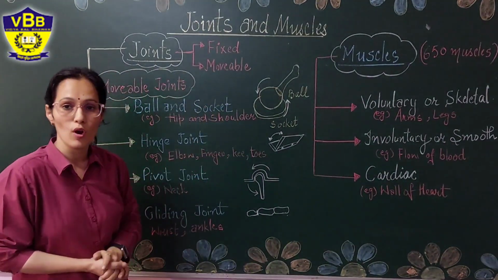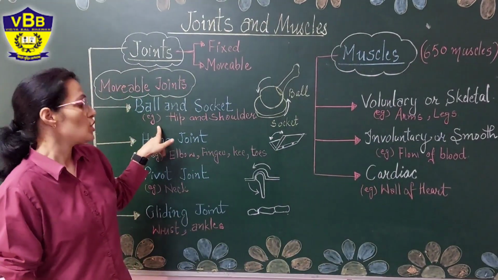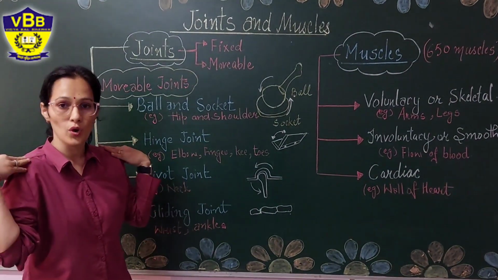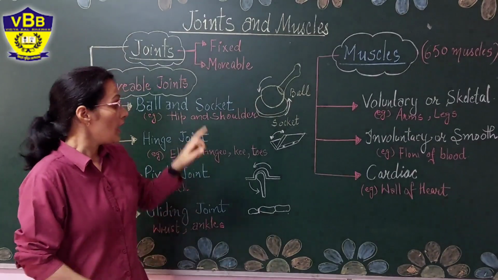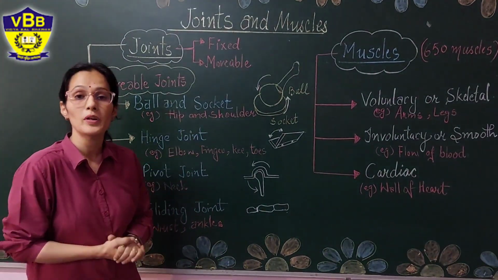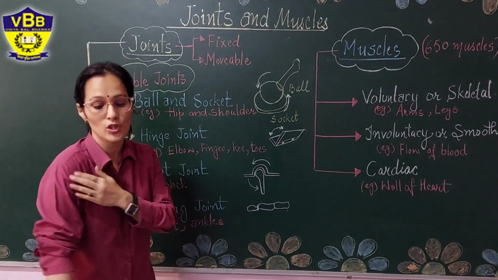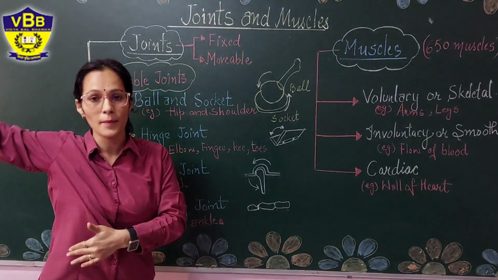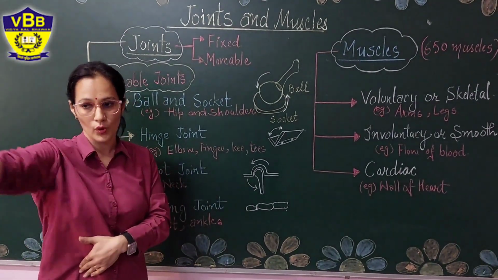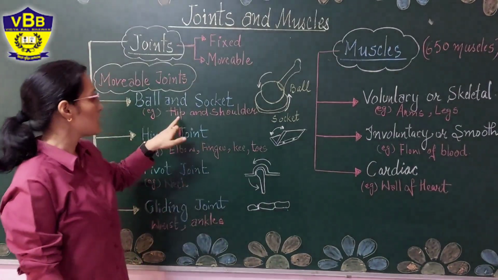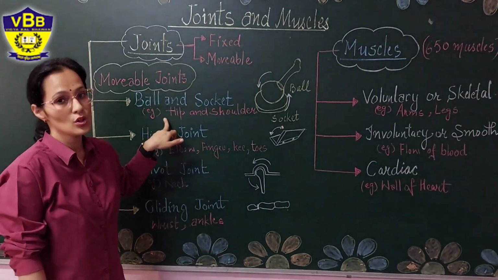So what is the example of a ball and socket joint? Yes. Your hip bone and your shoulder bone. These are examples of ball and socket joints. These joints allow the movement of the bone in all directions. As you can see, I can rotate my full arm like this. So this is the movement of the arm in all directions. You can move your arm freely. This is with the help of the ball and socket joint.